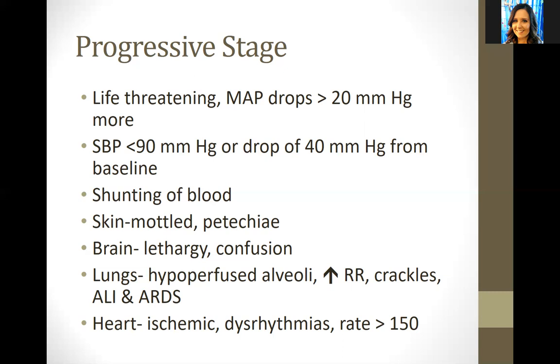Also, surfactant is not being produced. And remember, surfactant is the substance that's on the outside of those alveoli that allows them to expand and contract. If we don't have that, the alveoli will collapse. If those alveoli are collapsed, then gas exchange will be impaired.